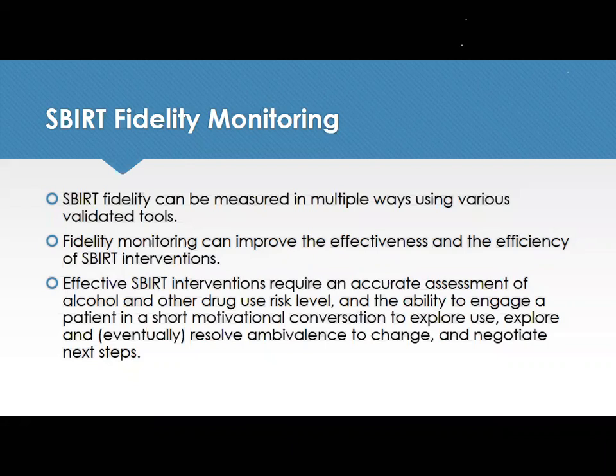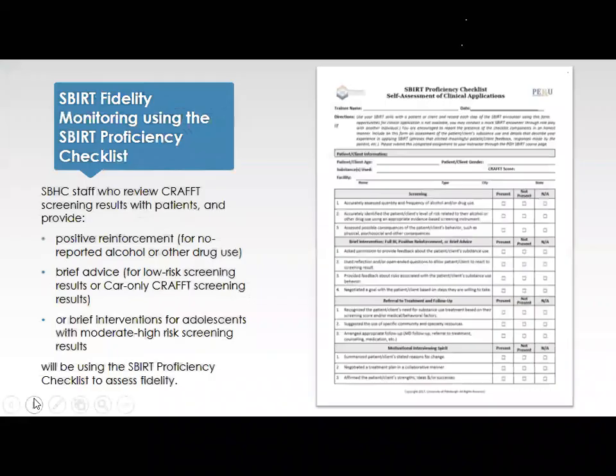Effective SBIRT includes you accurately assessing a teen's alcohol and drug use, engaging the teen in short motivational conversation to explore their use, and then to eventually help them resolve their ambivalence to change behavior and to negotiate next steps.